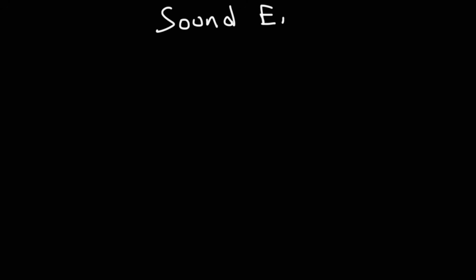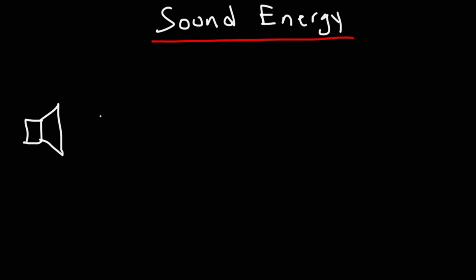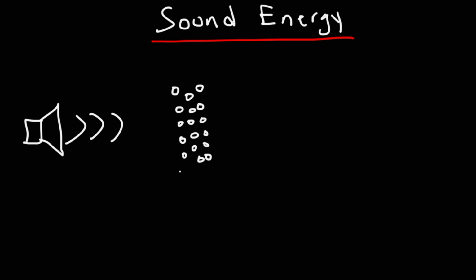Now, sound is a wave. More specifically, it's a pressure wave. So let's say you have a speaker and it emits a sound. What's really happening is you have regions of compression and expansion in the gas particles in the air. So in one area, the gas particles are very close to each other. So this is a region of high pressure. This is a region of compression.